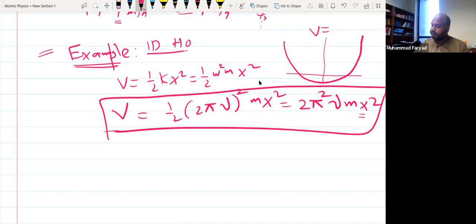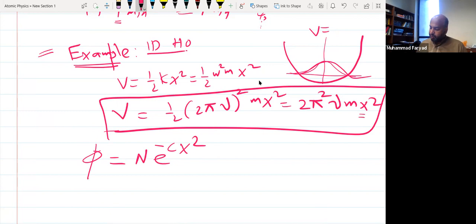Since we know that the potential is symmetric, it means that our ground state wave function will also be symmetric, and the ground state usually has this form. So based on this experience, we can assume a ground state wave function like this. And let me put some parameter n here, just for the sake of normalization. So I'm starting this function with this unknown parameter c and unknown parameter n.